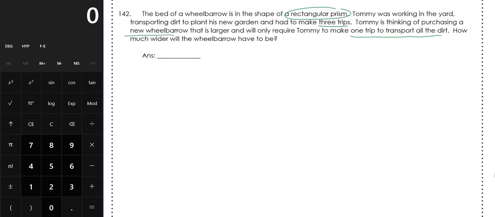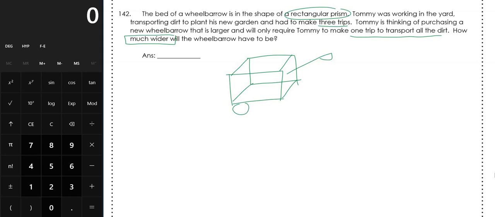How much wider? Okay, let's visualize this. I'm going to go ahead and draw a wheelbarrow. It's going to be absolutely breathtakingly beautiful. Here we go. Here's my rectangular prism. And then my handle would be here. Then maybe I have some wheels here.